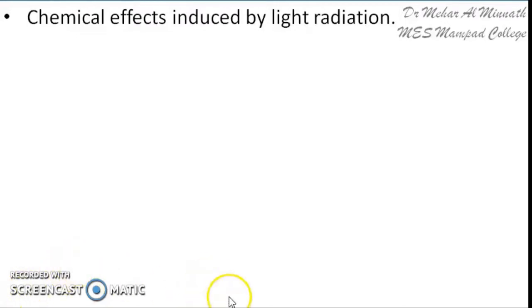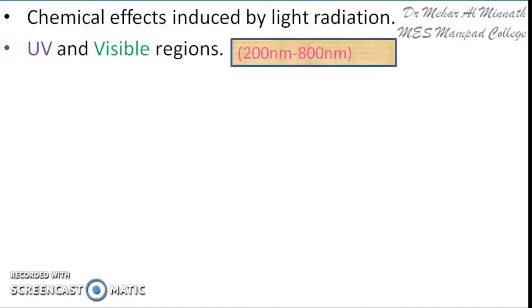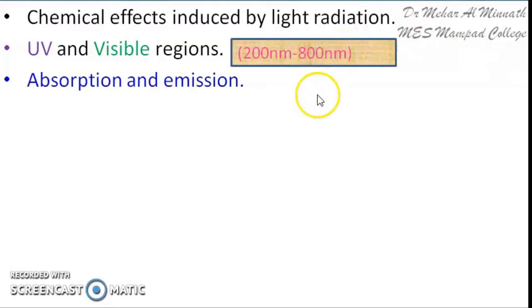radiation, particularly the electromagnetic radiation which falls in the UV visible region with a wavelength range of 200 nanometer to 800 nanometer. Now, photochemistry deals with the phenomena of both absorption of light and emission of light. That is, absorption and emission of radiations which fall in this wavelength region, 200 nanometer to 800 nanometer.